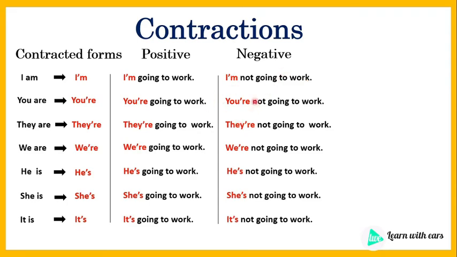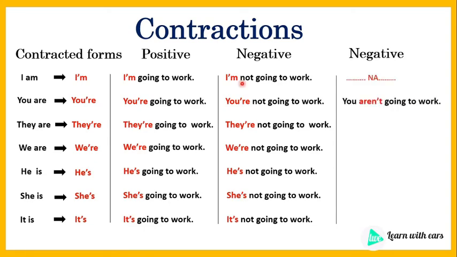So here we are using contracted forms, and to make negative, we use not. I'm not, you're not, they're not, we're not, he's not, she's not, it's not. Okay? Or we have another way to make negative sentences with contractions, like you aren't going to work. You're not going to work. You aren't going to work. So this is also a negative sentence, and this is also a negative sentence.